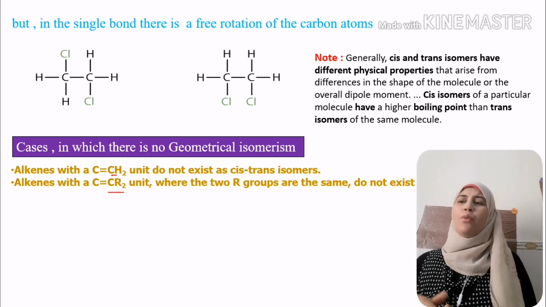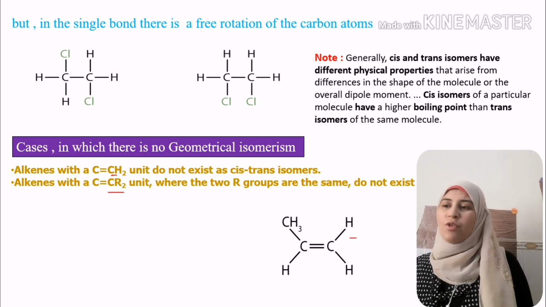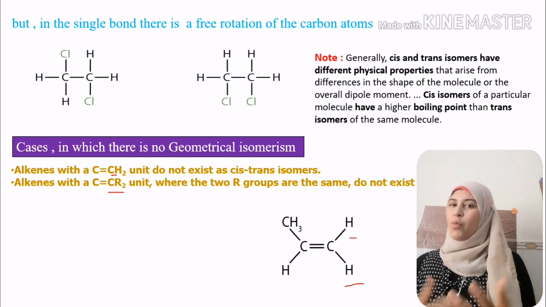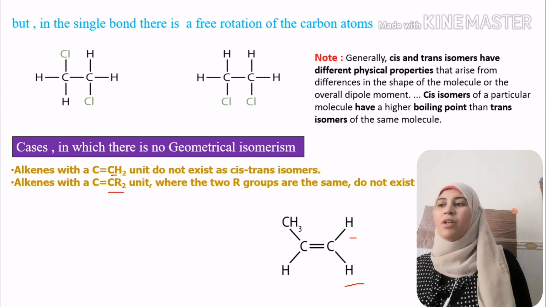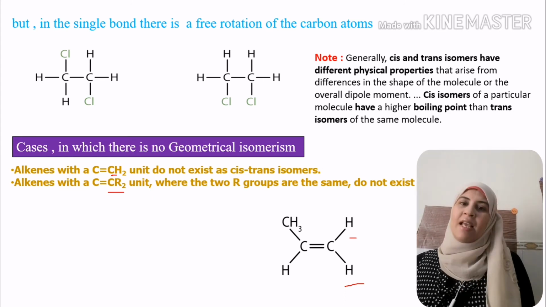Okay, we will see the structure. In the first one, we have two hydrogen atoms. Start to rotate it, it will be the same. So we don't have any cis or trans isomerism. In the second one, we have two hydrogen atoms. So it is the same.